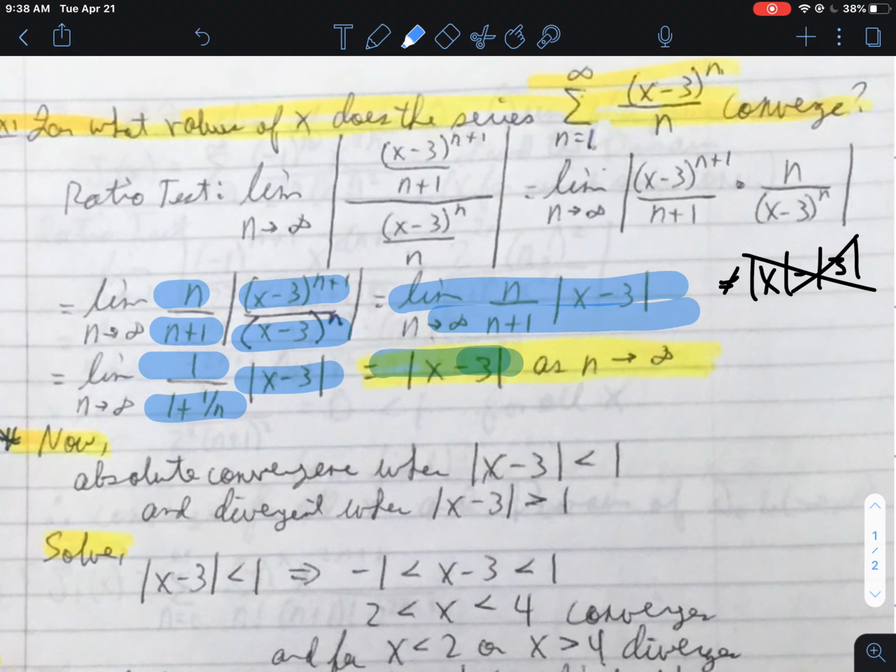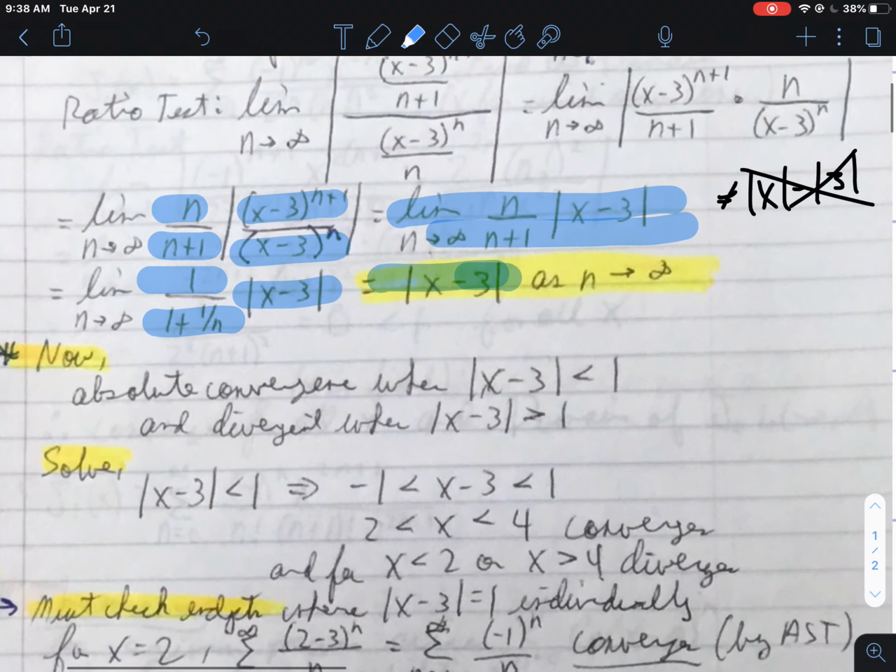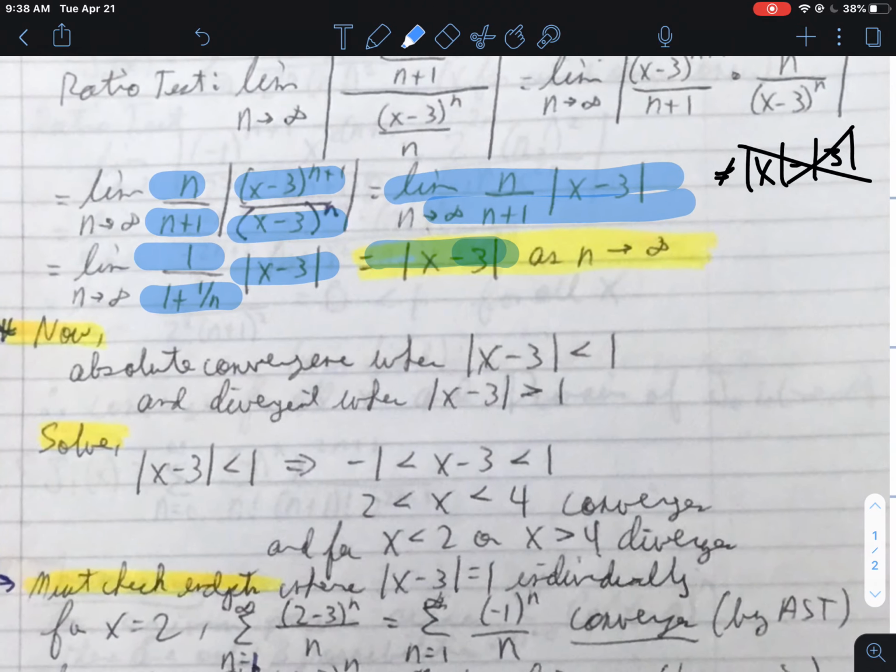If it equals 1, it's inconclusive. All right, so we know that this would be convergent then. We would have absolute convergence, technically, when the absolute value of x minus 3 is less than 1. All right, so that's the one that we're interested in. So then we said also, again, it's divergent if it's greater than 1.